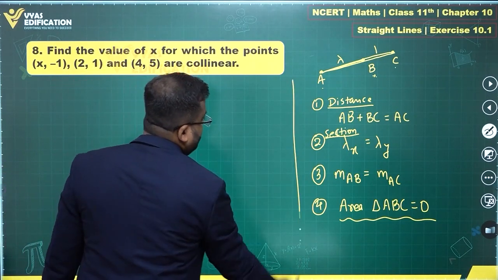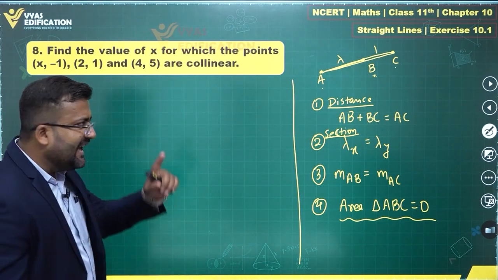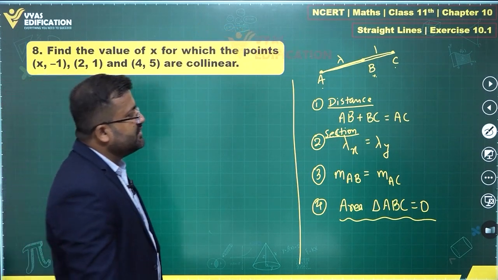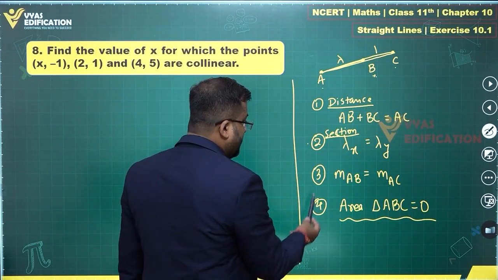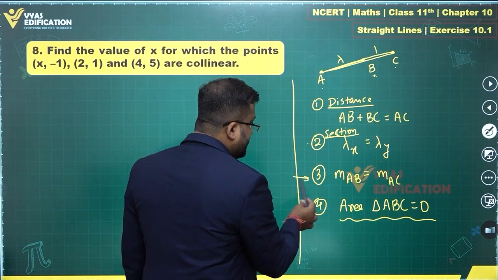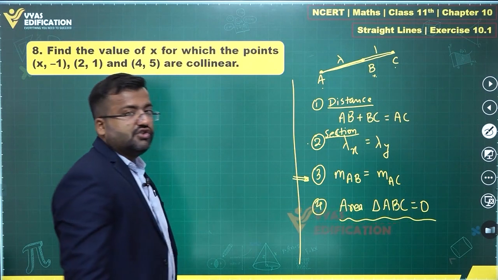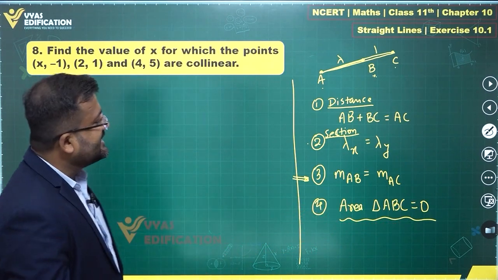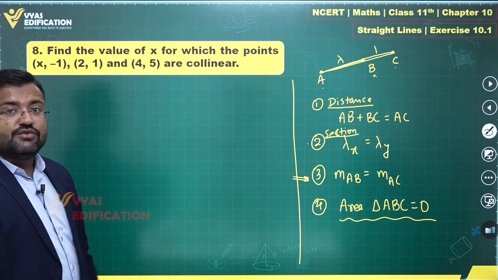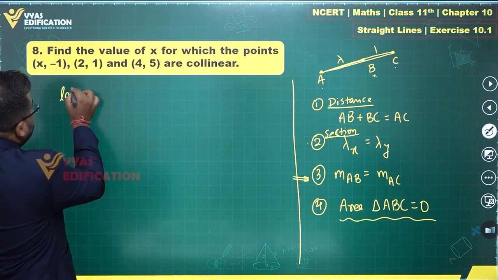So any of these approaches can be used, but here we'll be using which of these approaches. So distance formula you have already solved, section formula you have already solved in the previous classes, area you have already solved. Here we'll be discussing using this concept of slope. Since slope is something new which you have learned for this exercise, let's deal with this question using concepts of slope.